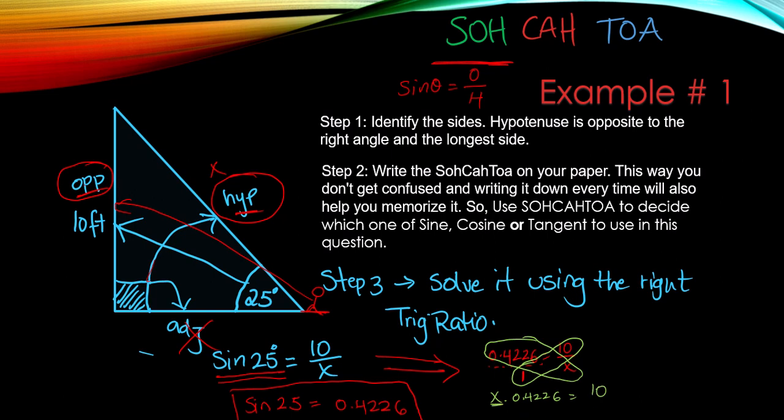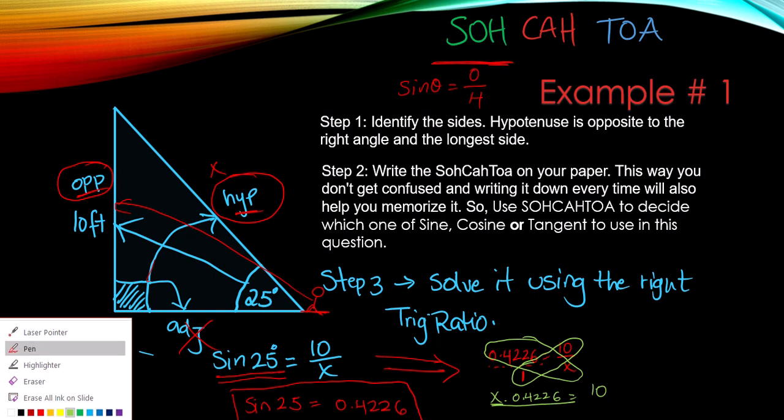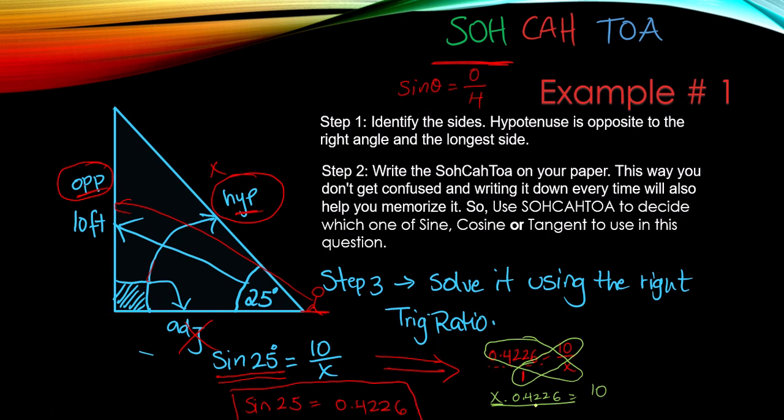Now we need to find what x is. So we need to have x by itself. So what are we going to do? This is x times 0.4226. We're going to do the inverse of multiplication. The inverse of multiplication is division. So we are going to divide both sides by 0.4226 because we want to have x by itself. This cancels out. So your answer is x equals 23.7. This is your answer. Okay, that is your hypotenuse.